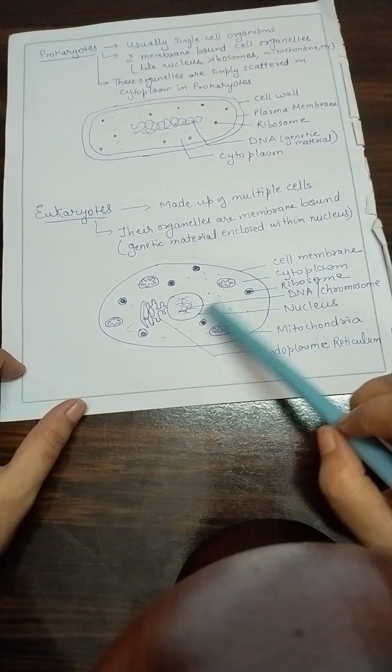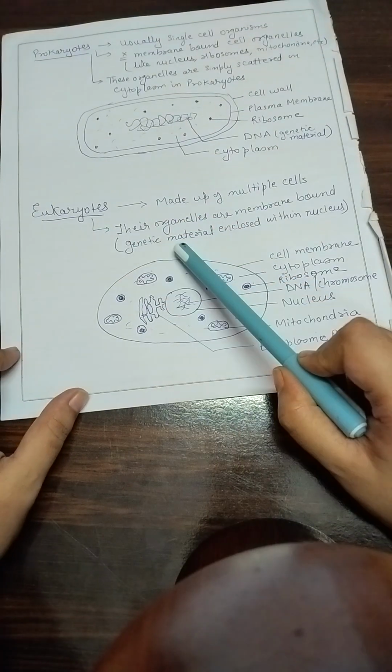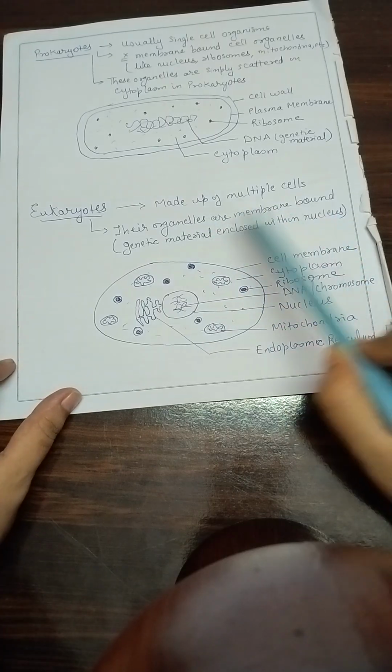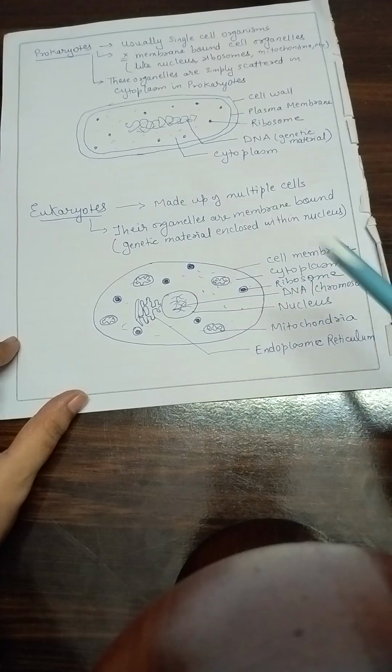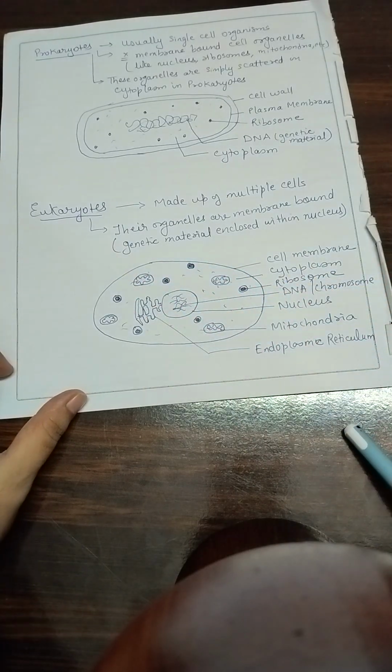On the other hand, if we talk about the eukaryotes, these are made up of multiple cells. The main property of these eukaryotes is that they have membrane bound cell organelles. That means every organelle is surrounded by membranes.